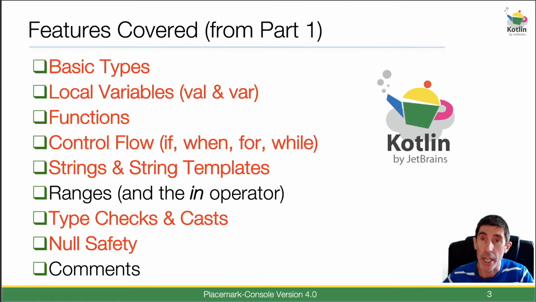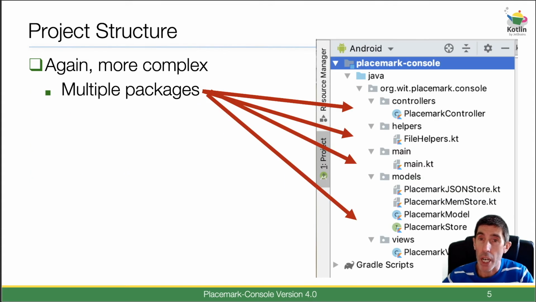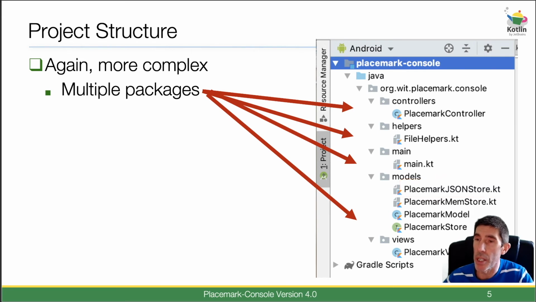Okay, so again, just to recap, these are all the features, quite a lot of them, and most of them are now covered, both from part 1 and part 2 of the syntax. So there's quite a lot going on in this version. To look at the project structure, if we can just see it over there, in our models, we now have an extra class in there. We have our placemark JSON store. And as we'll see in a minute, that will implement that same placemark store interface, and we'll make a few changes to that.